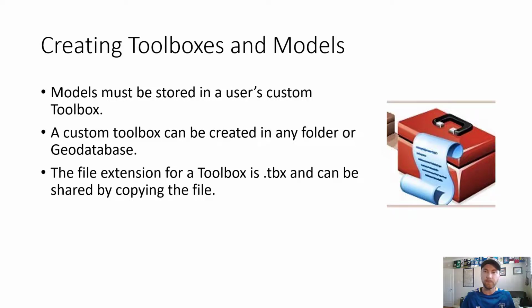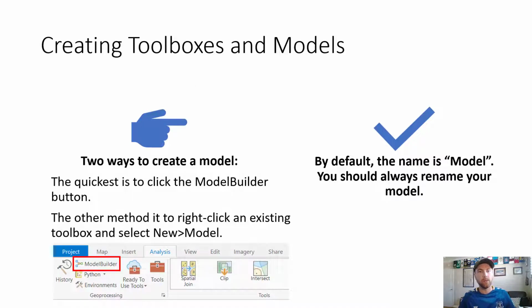Okay. So there are two ways to create a model. The quickest way is to click the Model Builder button, which you can see an example of down there at the bottom of the screen. Click on the Analysis tab and then the Model Builder button. Another way is to right-click an existing toolbox and select New, then Model. So you can do it that way as well.